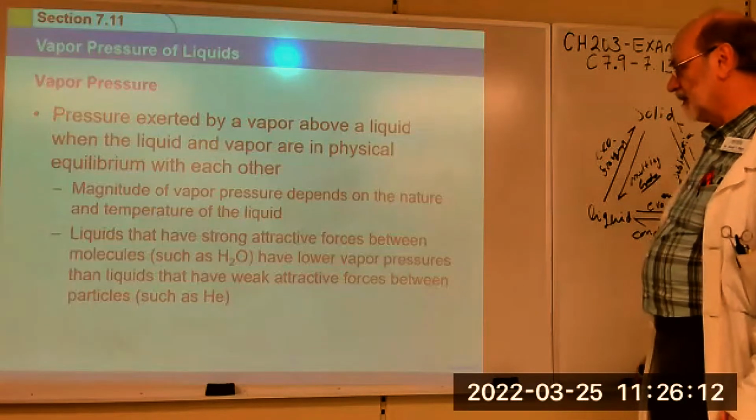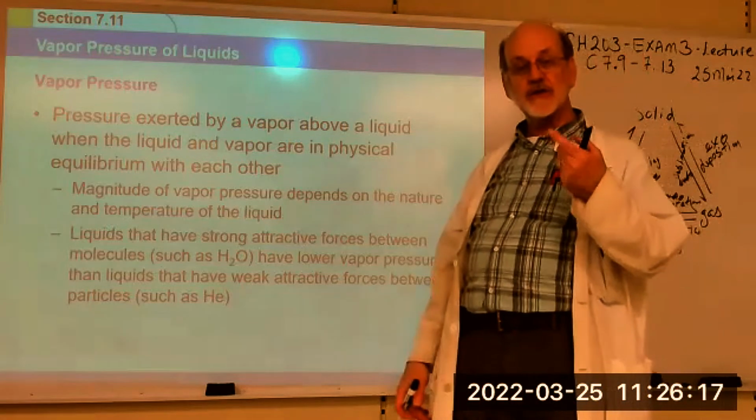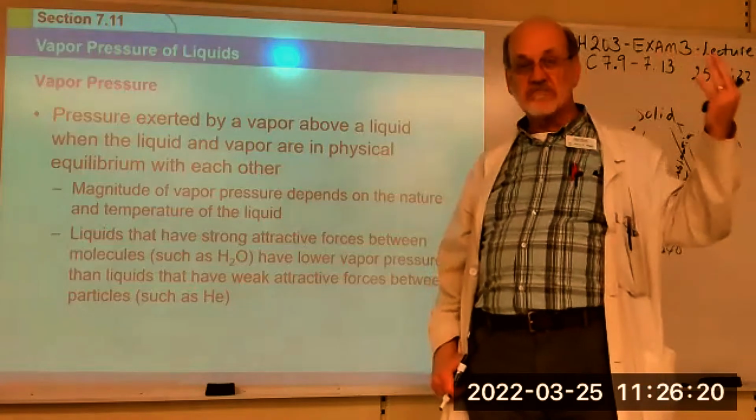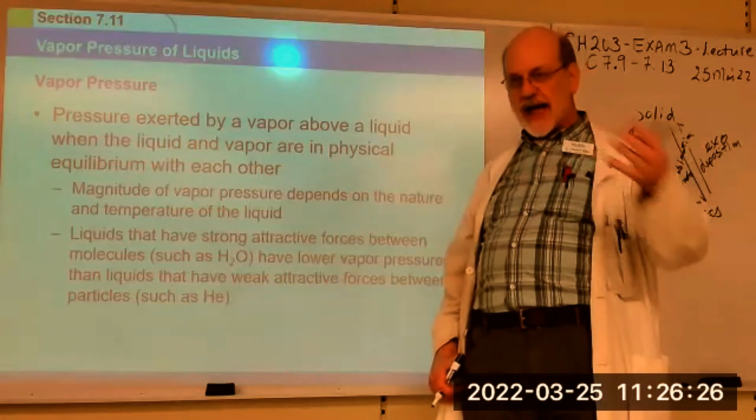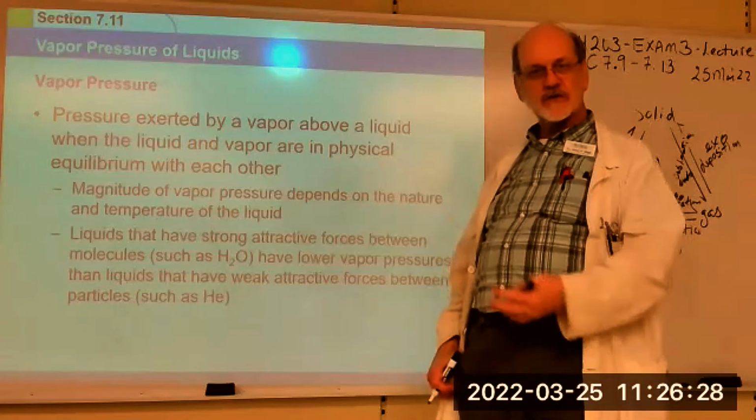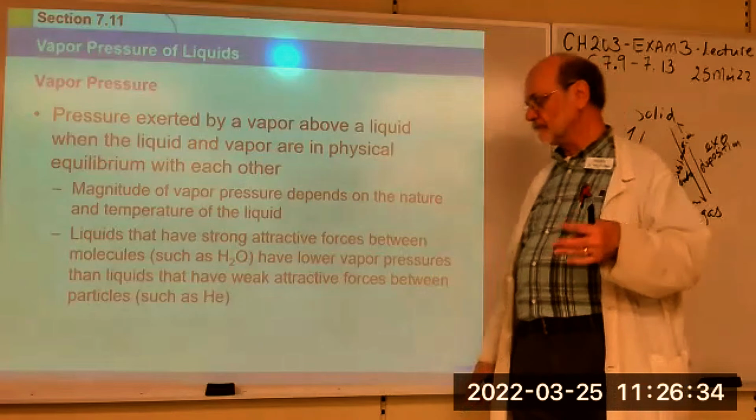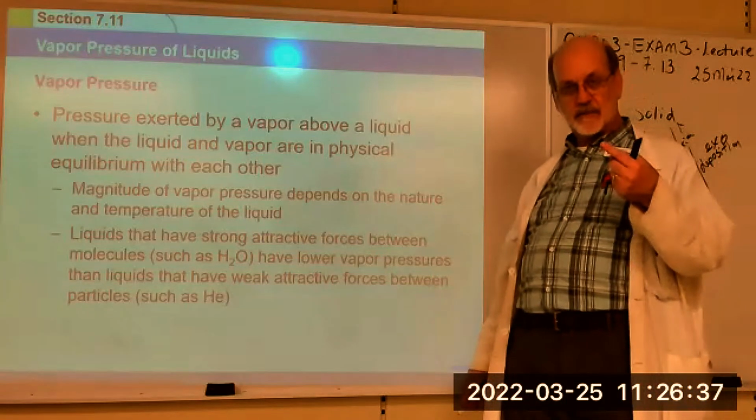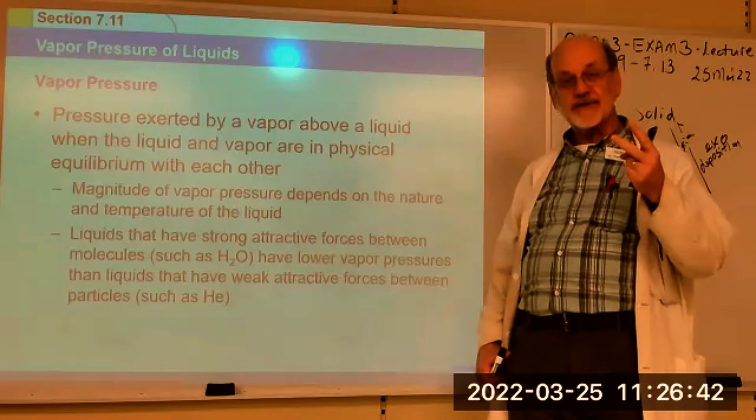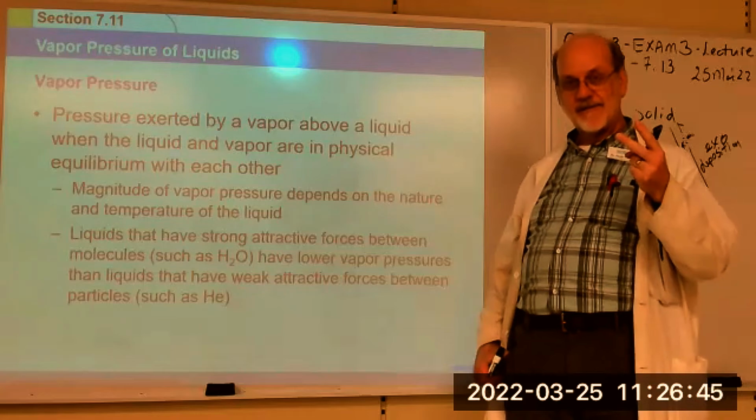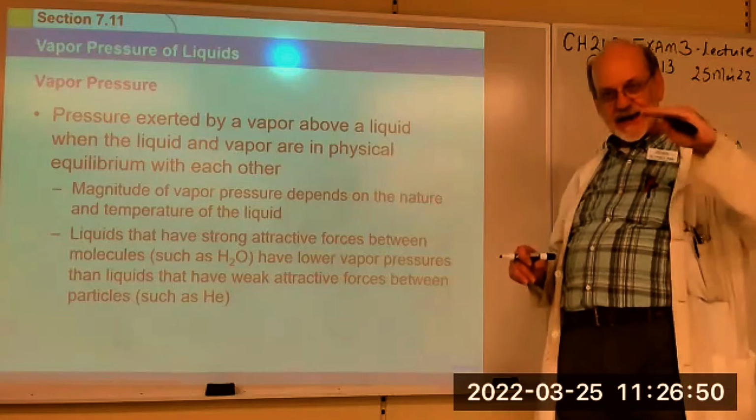There's your vapor pressure. The vapor pressure depends on two things. The magnitude of the vapor pressure, which can be measured in any of the units that we've proposed for pressure, millimeters of mercury, atmospheres, pounds per square inch, whatever the case may be. You can measure the vapor pressure. And it depends on two things. Temperature is one, and the nature of the substance is the other. Every substance has its own characteristic vapor pressure at a given temperature.